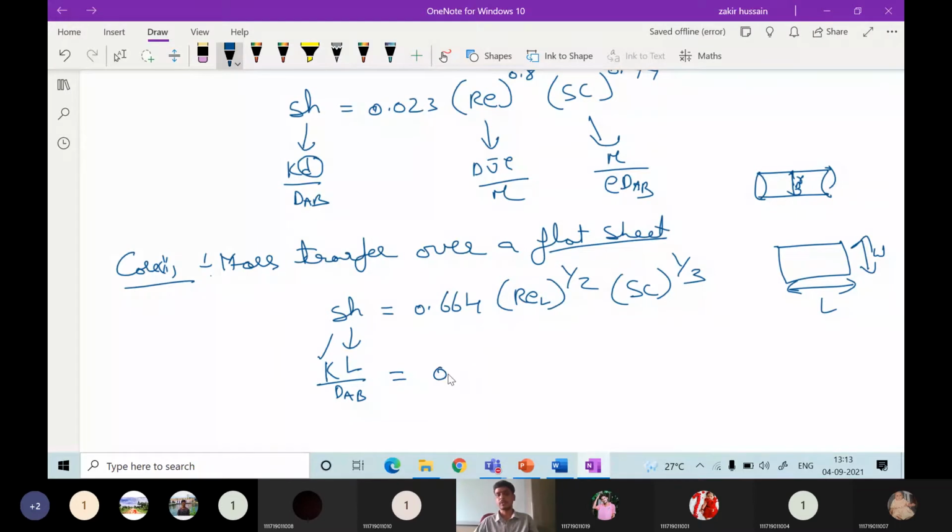So Sh_L is equal to 0.664. Here also Re power, Re_L. Instead of diameter, we have to use L, so it is L V bar rho by mu. And the Schmidt number is the same, mu by rho into DAB, where L is the length of your flat sheet. Is that correlation okay? This you have to remember. There is no derivation for this one.